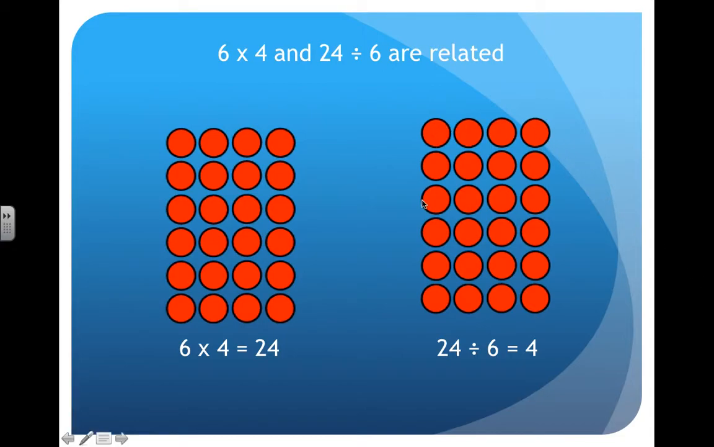If you can see, there are 24 total red circles. You're going to divide 24 equally between the 6 rows. 1, 2, 3, 4, 5, 6. 24 divided into 6 equal rows is 1, 2, 3, 4.